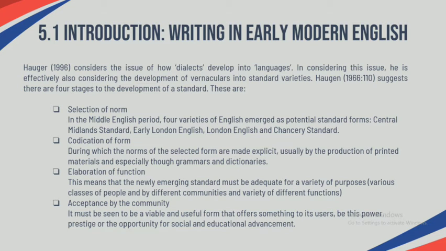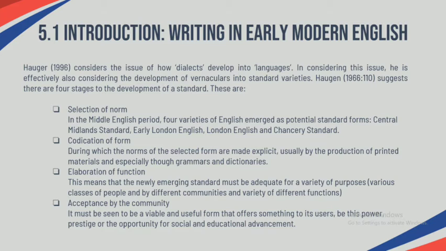So I'm going to explain about the introduction first, writing in early modern English. Haugen in 1996 considered the issue of how dialects develop into languages. In considering this issue, he is effectively also considering the development of vernaculars into standard varieties. Haugen suggests there are four stages to the development of a standard. These are, first, selection of norm.